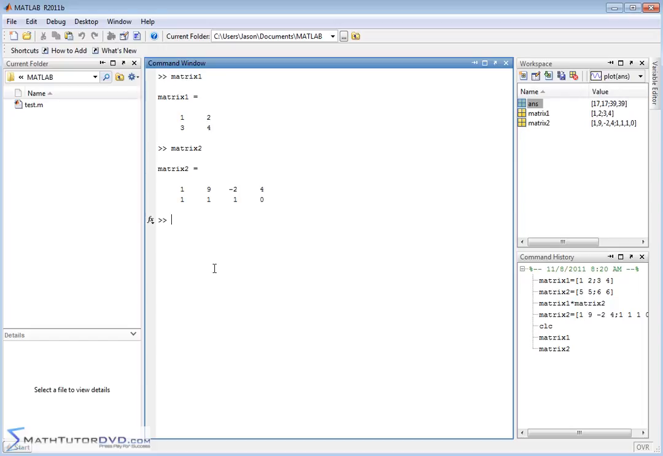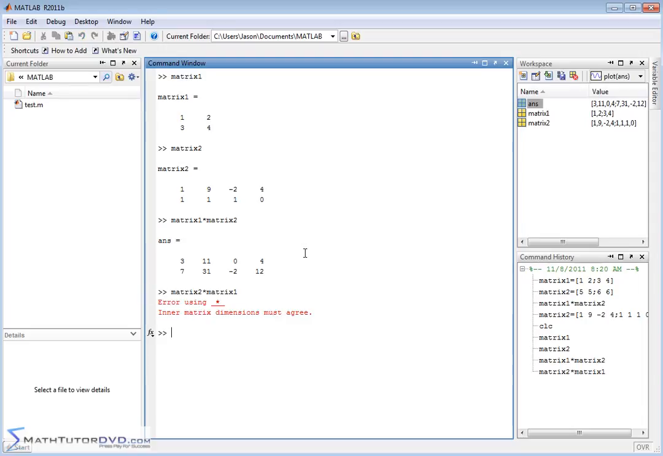Okay, do you think we're going to be able to multiply these guys together? Well, the way you figure it out is the number of columns in the first matrix must equal the number of rows in the second matrix. So we should be able to do this guy here, matrix 1, multiply by matrix 2. Okay, and we are able to get that answer. Now let me show you something that you may not realize. Matrix 2 times matrix 1. Let's see what happens. We get an error. So we multiply matrix 1 times matrix 2 and it works fine, but when we do the reverse, it doesn't work. Inner matrix dimensions must agree.